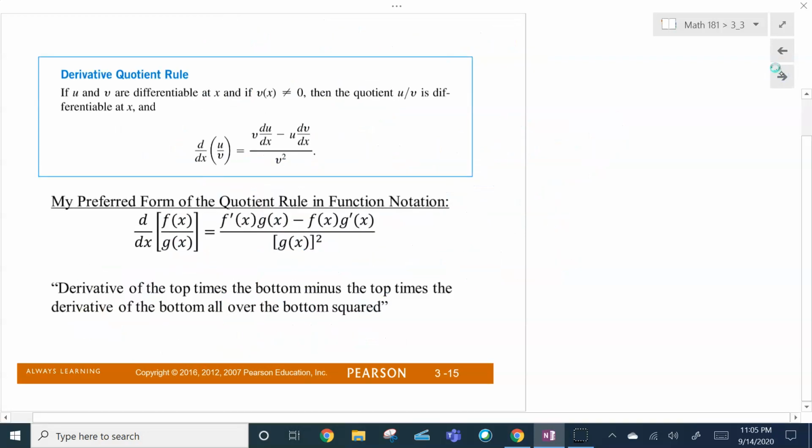Alright, this is the quotient rule. So the derivative of f of x over g of x is the derivative of the top, the numerator, times the denominator, minus the numerator times the derivative of the bottom, all over bottom squared. Okay, so I remember it as derivative of the top times the bottom minus top, derivative of the bottom, over bottom squared. That's how I think of that. Okay, that's how I remember it. At least I'll write it over here.